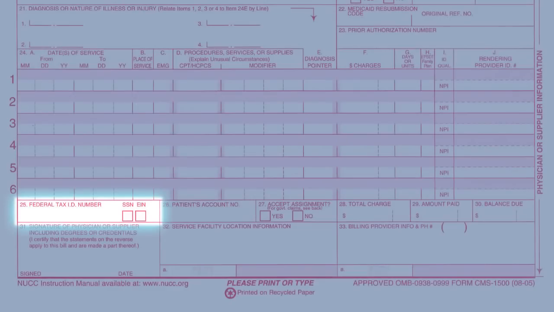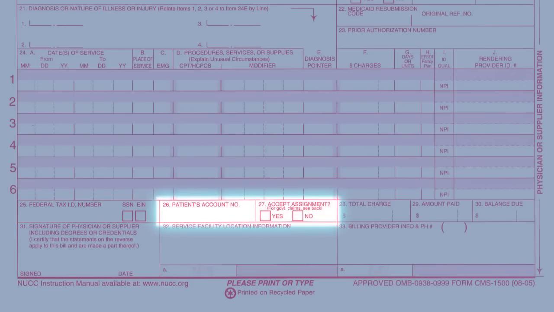Moving along, Field 25 is where you're going to enter your organization's tax ID number and check the EIN box. For sole proprietors, this may be a Social Security number, in which case you will check the SSN box. Field 26, Patient Account Number. This is a series of letters or numbers of your choosing, but data must be in this field for the claim to be processed. Field 28 is the total charge field and is the sum of the charges entered on each of the charge lines above.